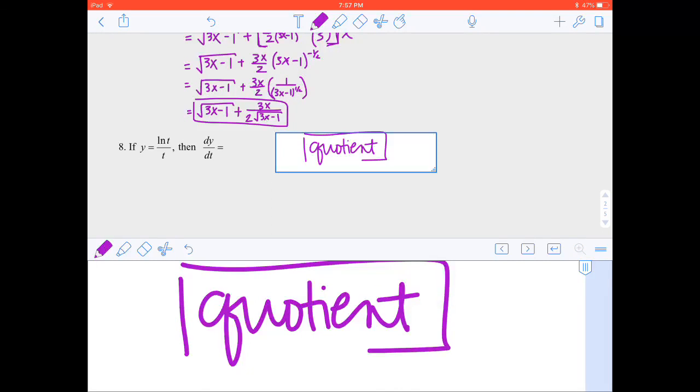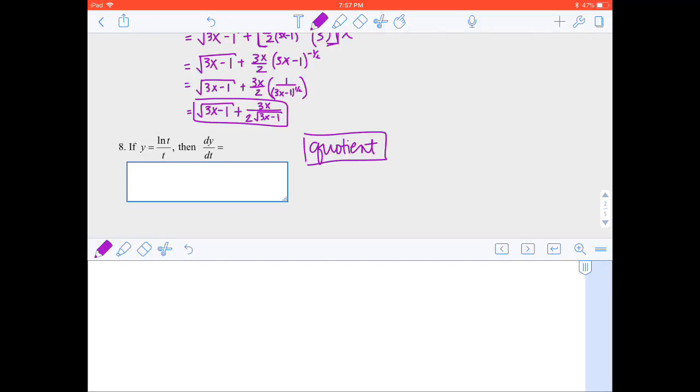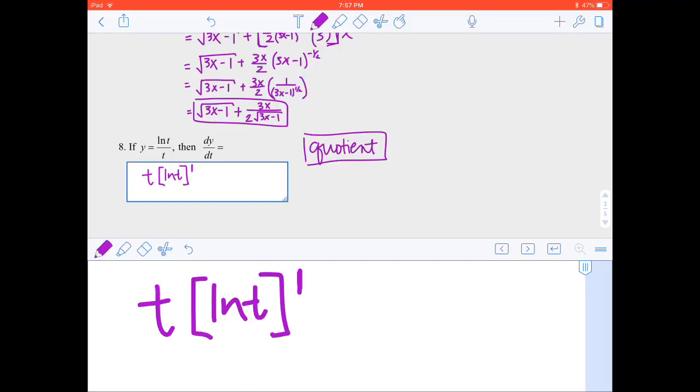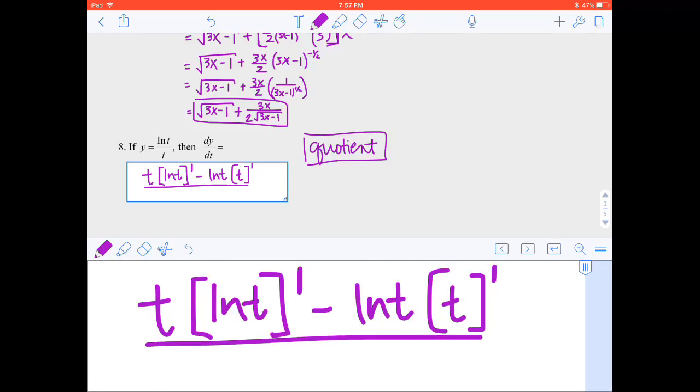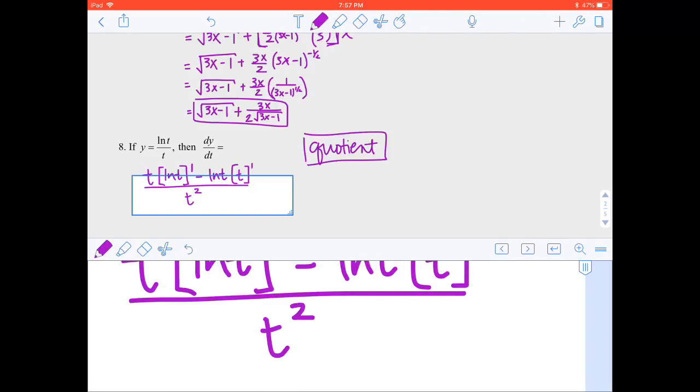So quotient rule says we're going to take low d high. So again, I am using this technique here where I'm just going to remind myself that I'm going to take the derivative and then go back and find the derivative later. So we have low d high minus high d low, square the bottom, and away we go.